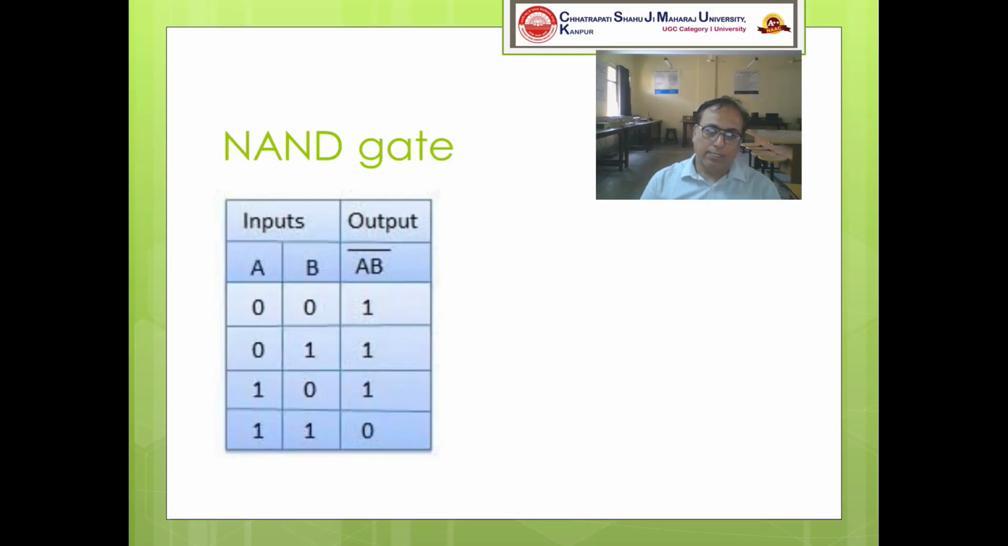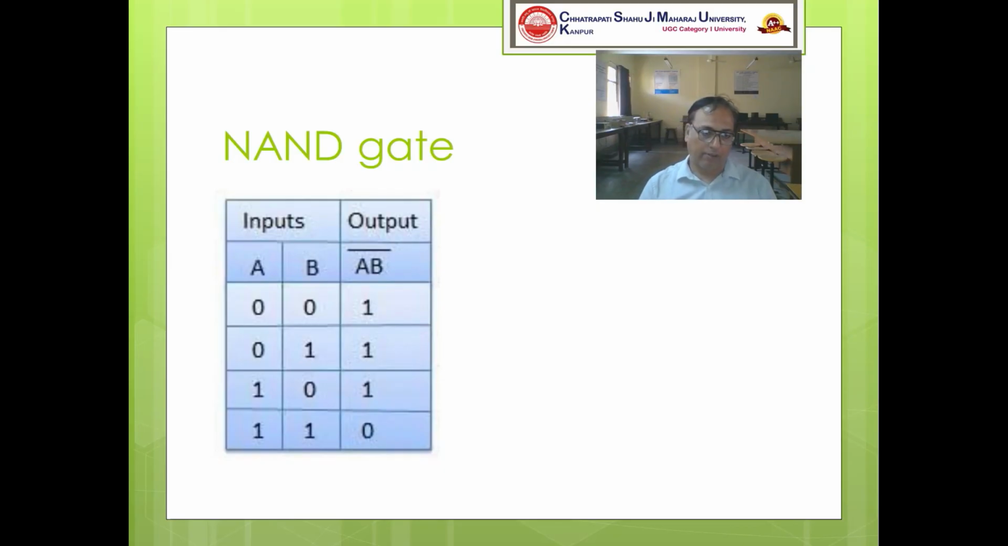Now, this NAND gate can again be explained by the truth table. As I already said, it is the inverted AND. So for the AND operation, we usually take the dot product of the inputs. For the first input in the table, which has a equals 0 and b equals 0, 0 dot 0 is 0, and since it is the inverted AND, the final output will be 1.